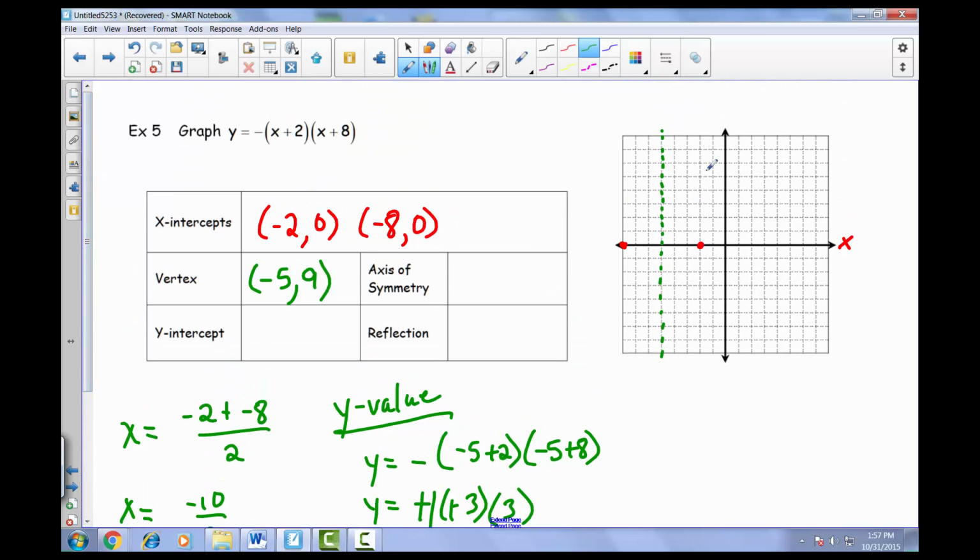Going ahead and graphing that, we have -5, +9. So right about there is our vertex. For the axis of symmetry, we've actually already found it. X is literally the x value from the vertex, so -5. And that again is our mirror.